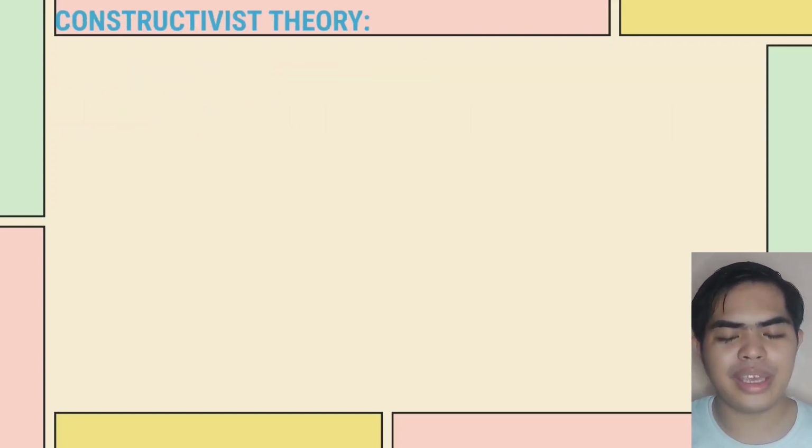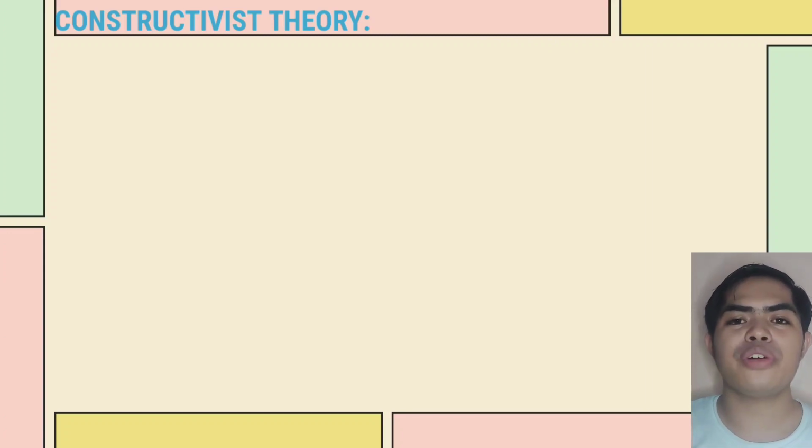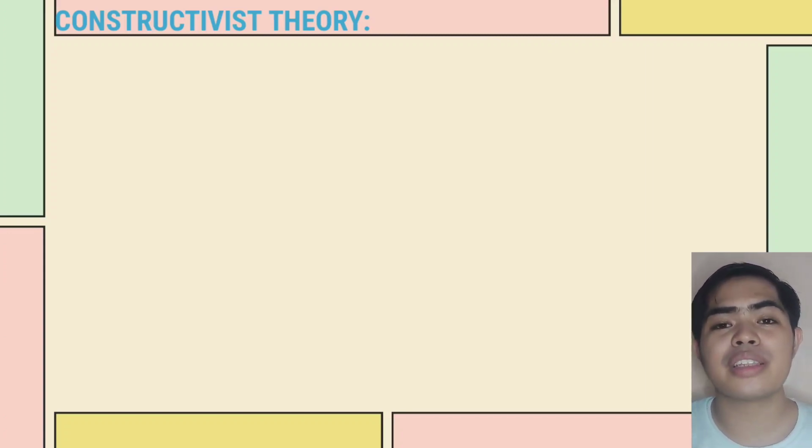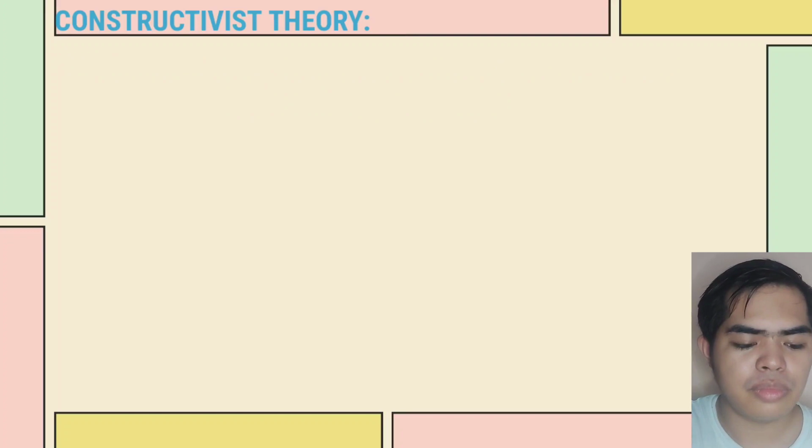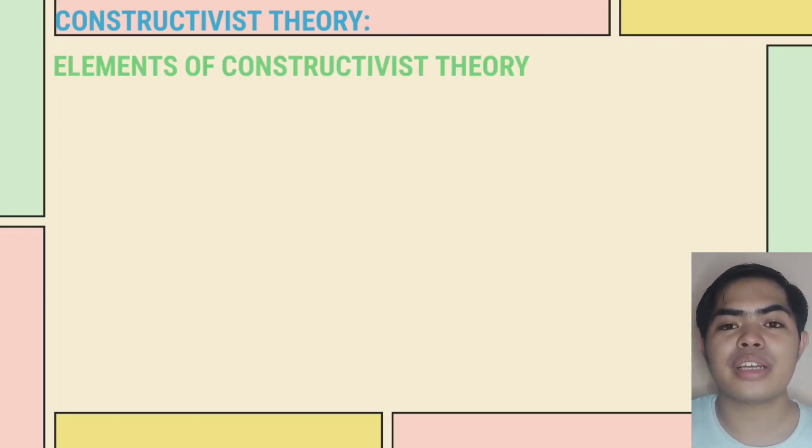So, we are now in cognitive theory. Our main focus for today is constructivist theory. Remember, every student that enters your classroom has a unique perspective. So, the main objective of constructivist theory is that every student has a unique knowledge kasi meron silang iba't ibang experiences. There are elements of constructivist theory.